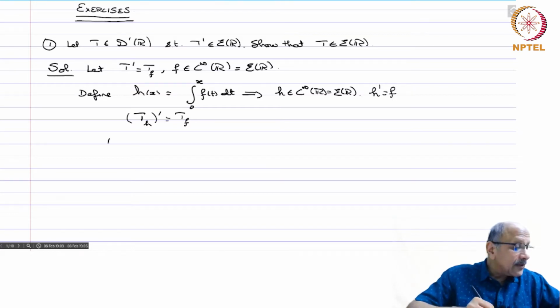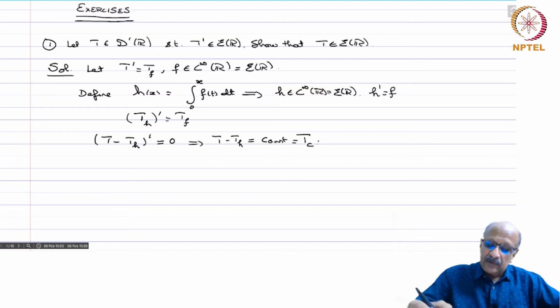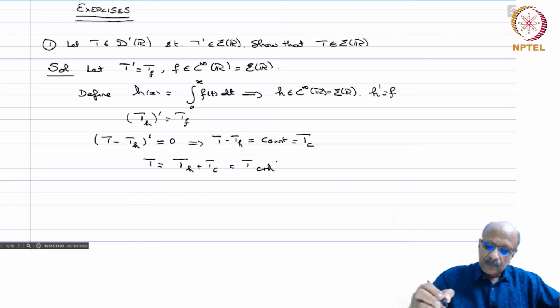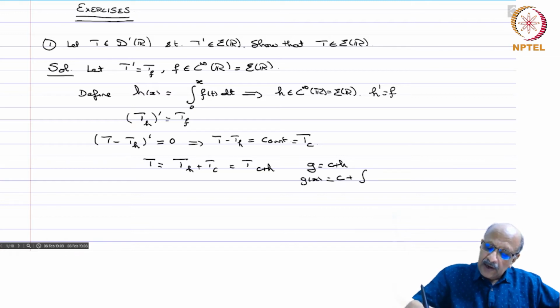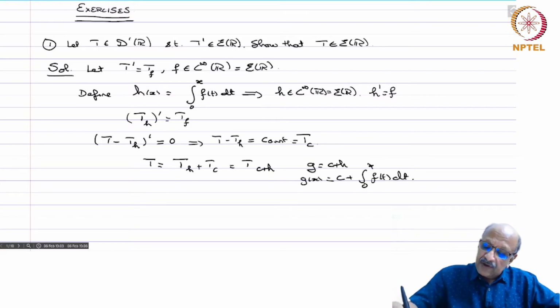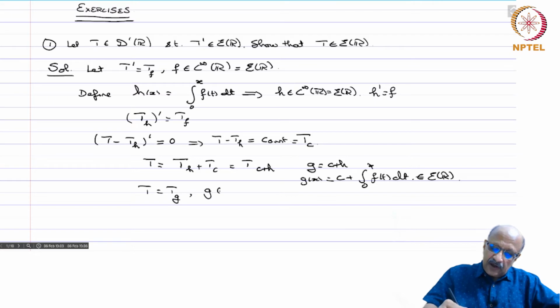Therefore, you have T minus Th dash equal to 0, and this implies that T minus Th equal to c. That means we have to show it is a constant, that is, equal to some T given by c. So, T is equal to Th plus Tc, which is T of c plus h. Okay. And therefore, if you write g equal to c plus h, what is g of x? g of x is equal to c plus integral 0 to x f of t dt. And this itself is again a C infinity function. Therefore, T equals Tg, g is in E of R, that is T belongs to E of R.